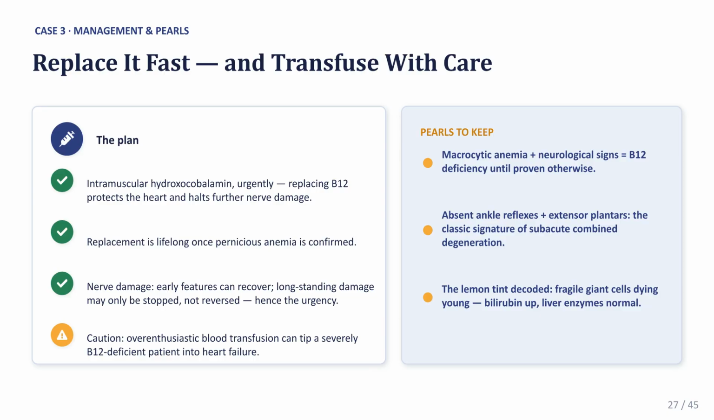Caution is vital. Don't transfuse blood too aggressively, as this can trigger heart failure in patients with chronic severe anemia. Always prioritize B12 replacement to stabilize the nerves and heart.